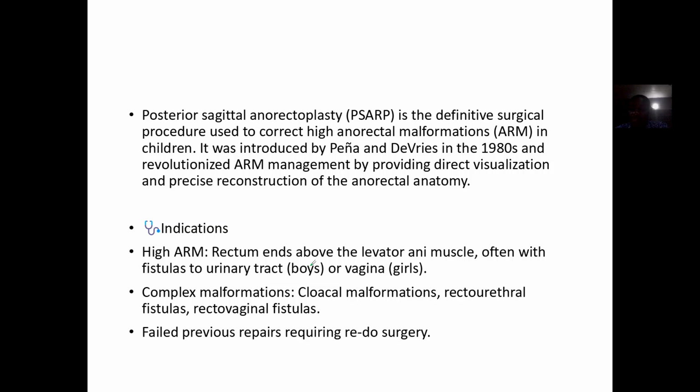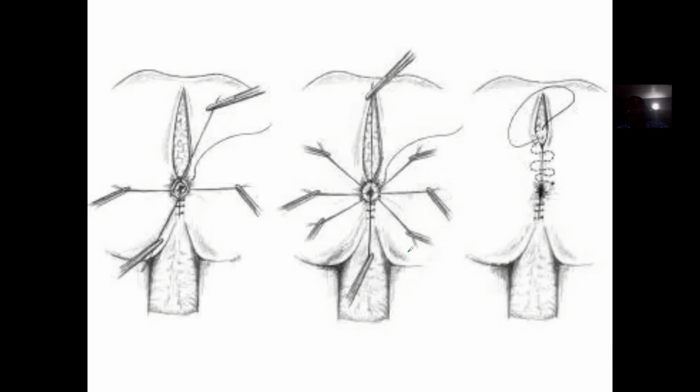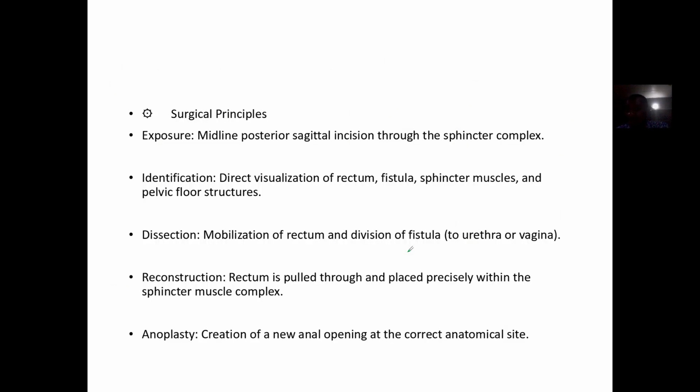If there's a high anorectal malformation, where the rectum ends above the levator ani muscle, often with fistulas to the urinary tract for boys or girls. Then also complex malformations like cloacal malformations, recto-urethral fistulas, recto-vaginal fistulas. You do this posterior sagittal anorectoplasty. Then probably they have done other surgeries for that particular condition, but it has failed. You always opt in for this.